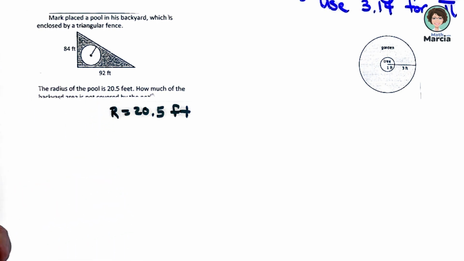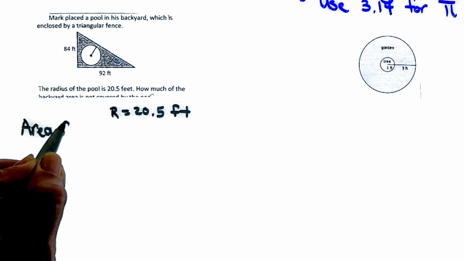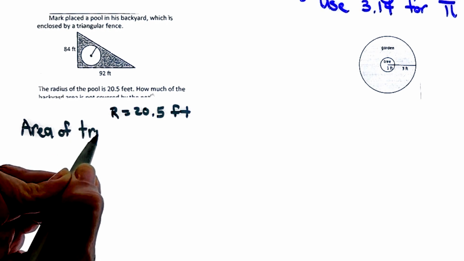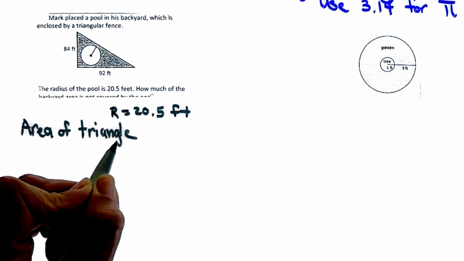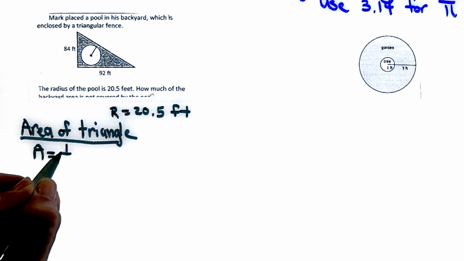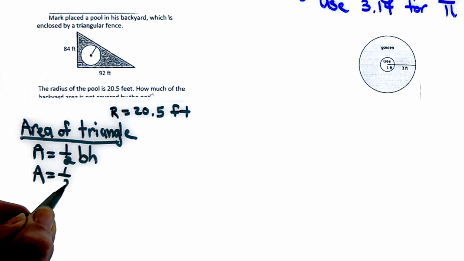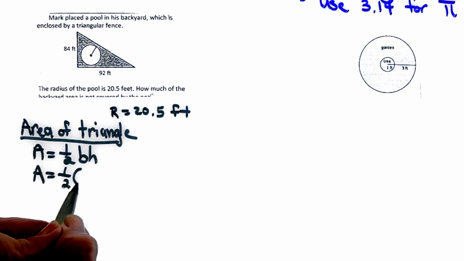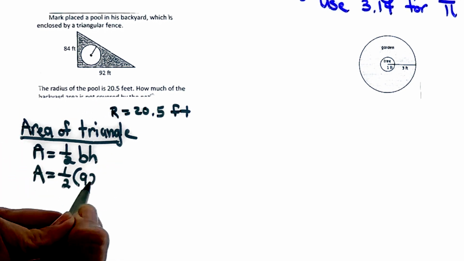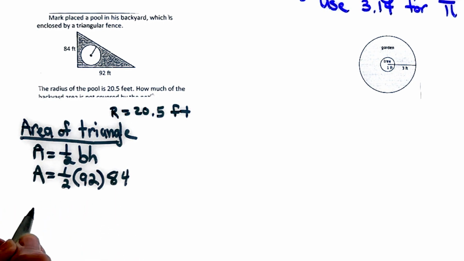So let's start off by finding the area of the triangle. I always like to label what I am finding. And now, of course, I will write my formula. Area is equal to 1/2 the base times the height. And area is equal to 1/2. The base in the picture was 92. And the height is 84.